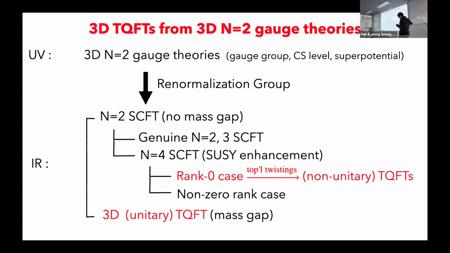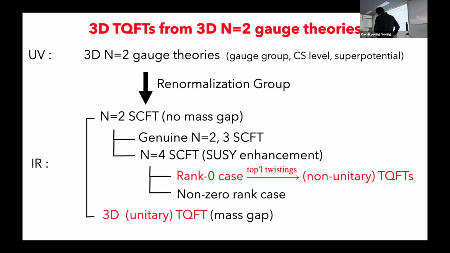Another way to construct a TQFT is when the theory has some enhanced supersymmetry. This is generically an N=2 CFT, but if we very cleverly choose this Chern-Simons gauge theory, then sometimes it has supersymmetry enhancement miraculously, and this gives 3D N=4 superconformal field theories with some non-trivial supersymmetry enhancement in the IR. When there is N=4 supersymmetry, we can do the so-called topological twisting to get a topological field theory.